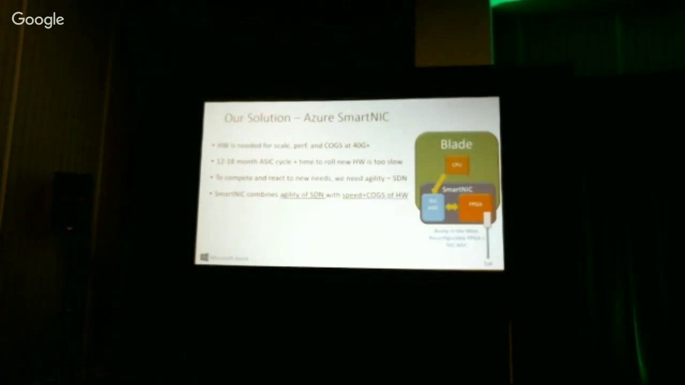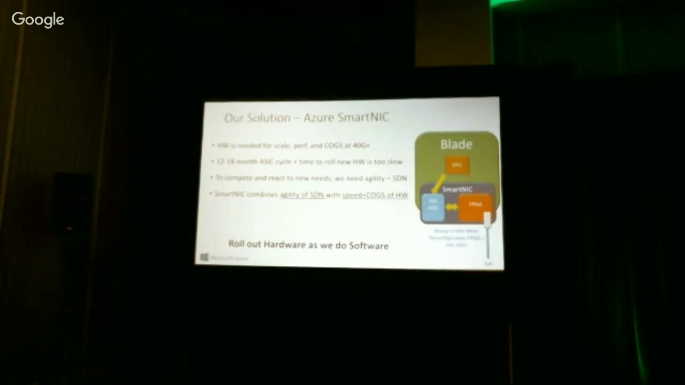With SmartNIC, we say hardware is needed for scale, perfect COGS, and quality. But we need the agility of SDN, so we use an FPGA. An FPGA is a reconfigurable hardware device, and it combines the agility of an all software-defined network with the speed and the COGS of a hardware solution.